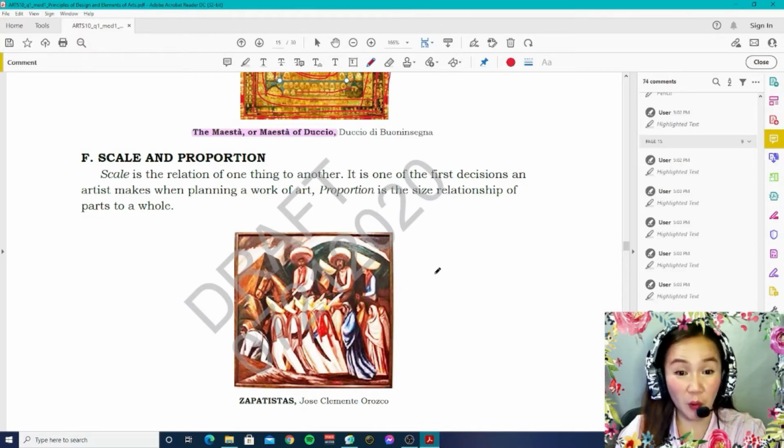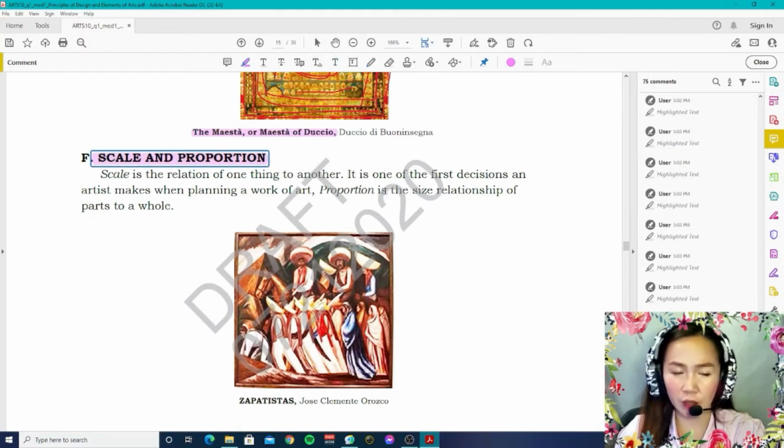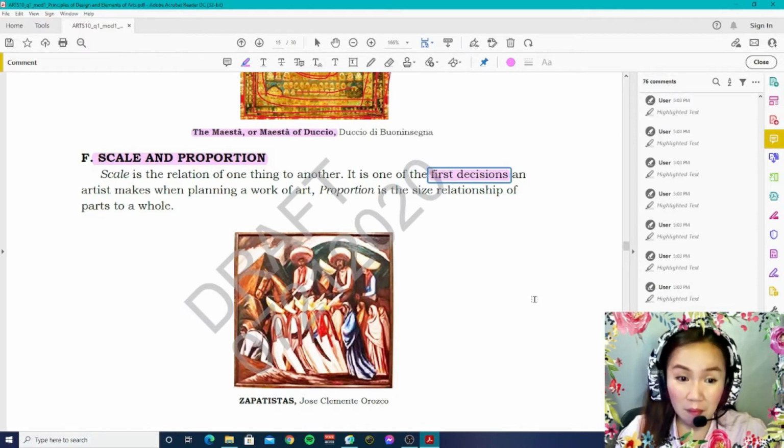Scale and proportion. Now, ano ang meron sa scale and proportion? Scale is the relation of one thing to another. It is one of the first decisions, the first decision you make as an artist. First decisions an artist makes when planning a work of art. Ito yung kailangan mong unang desisyonan pag magpipinta ka.